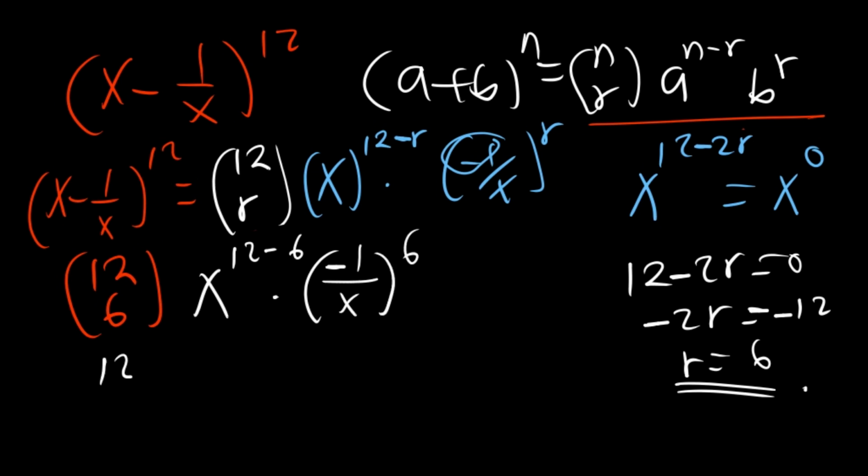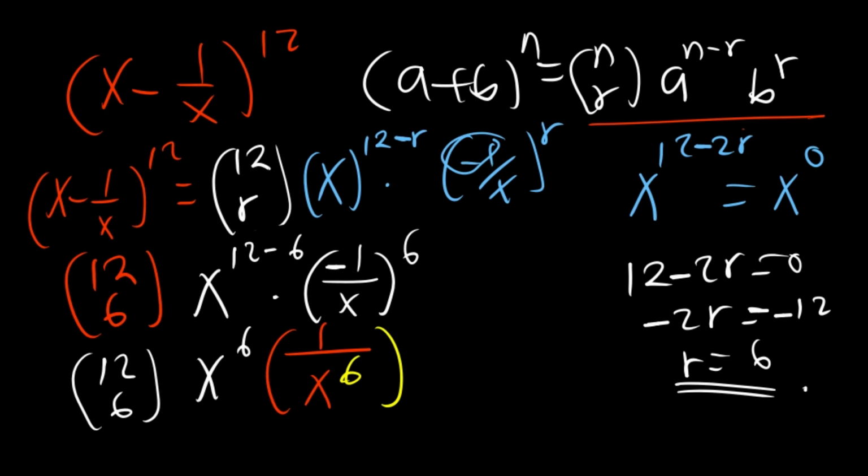So it will be 12 choose 6. Then this is going to be x to the power 6 because 12 minus 6 is 6. So here I've got negative 1 raised to the power 6. What is negative 1 raised to the power 6? Positive 1. So I'll have positive 1 over x raised to the power 6, which is x to the power 6. You know that, right?